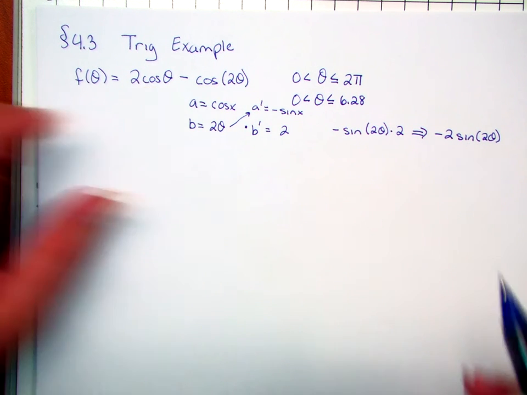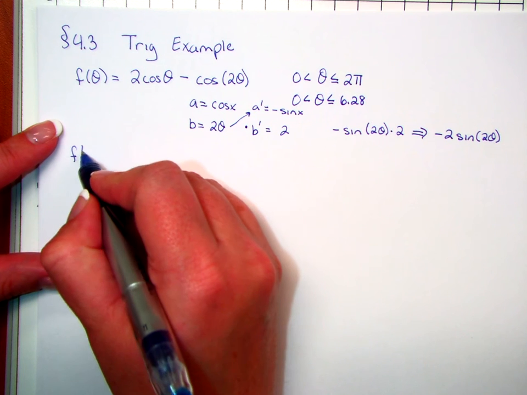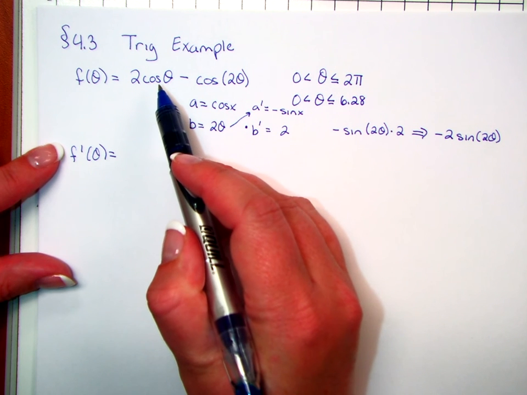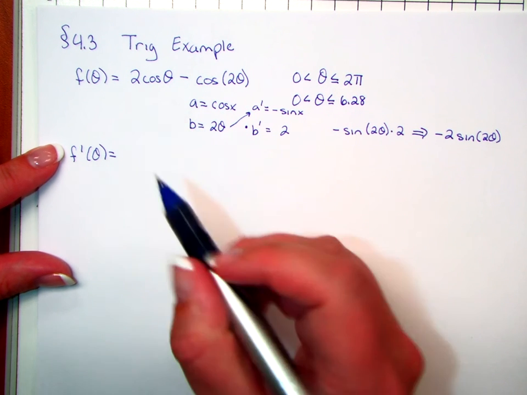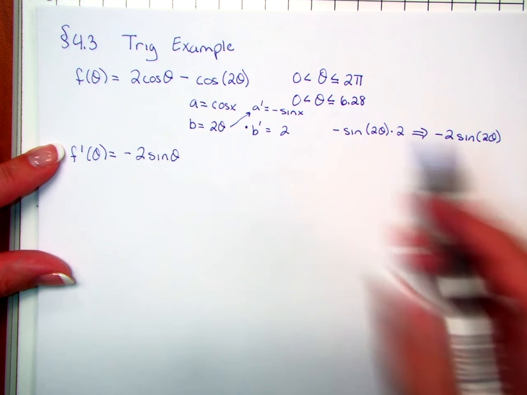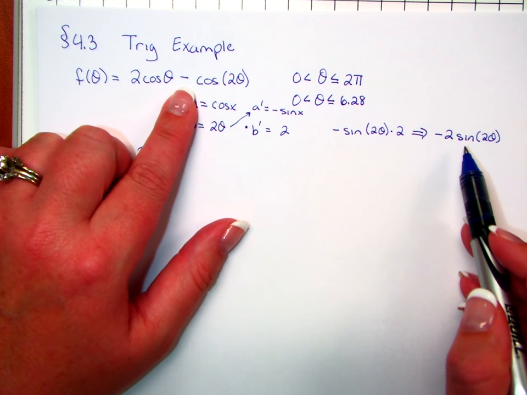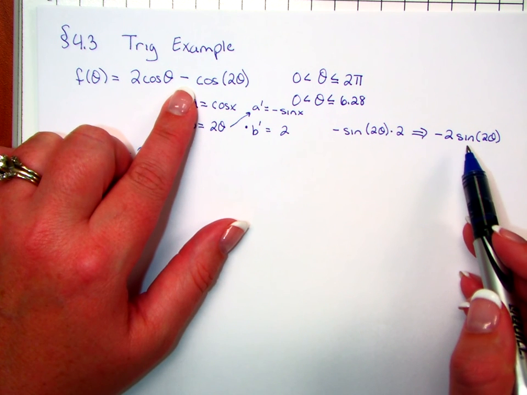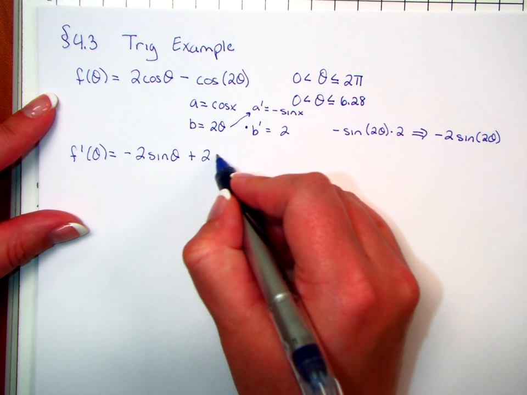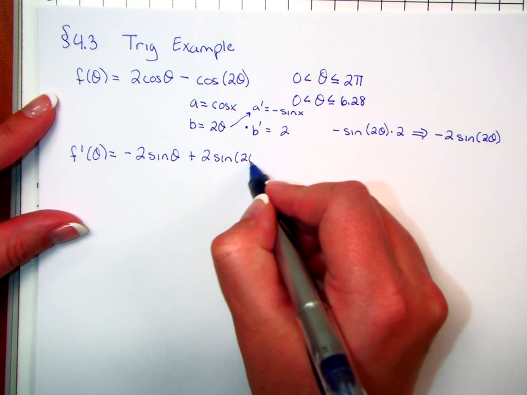So the first term then, let's go ahead and fill out what the derivative is. 2 times the derivative of cosine. So 2 times negative sine is negative 2 sine theta. And then we're going to get a minus a negative 2 sine 2 theta. So that's going to change that to a plus. So I get plus 2 sine 2 theta.